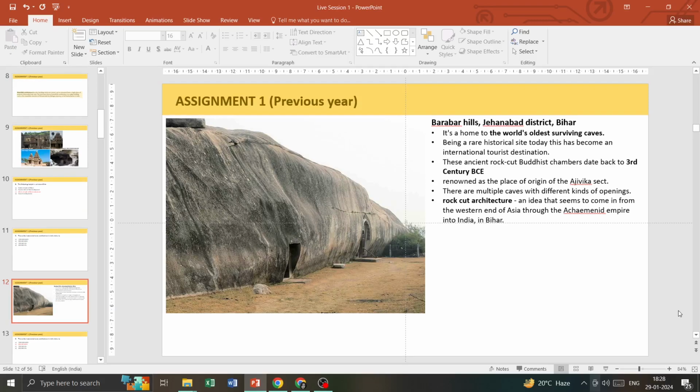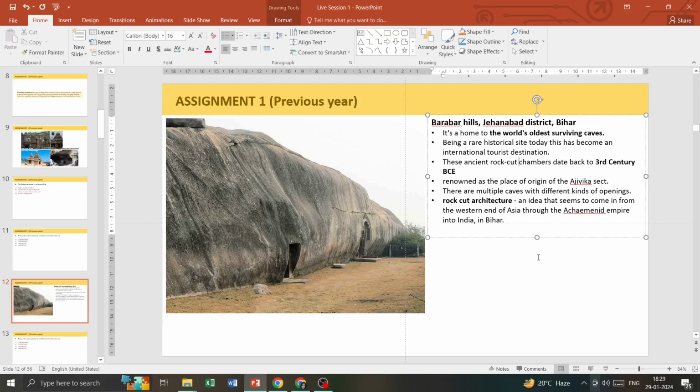So this is an image of Barabar Hills in Jehanabad district in Bihar. It is home to one of the world's oldest surviving caves, and it is a rare historical site today. It has become an international tourist destination because it's a really rare historical site. These ancient rock-cut chambers date back to the 3rd century.